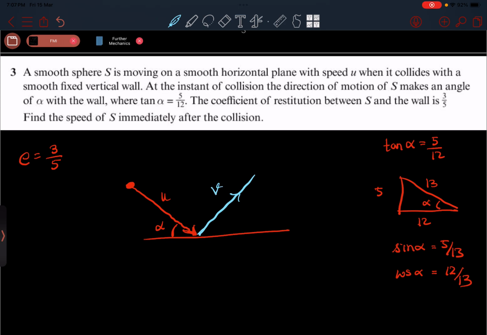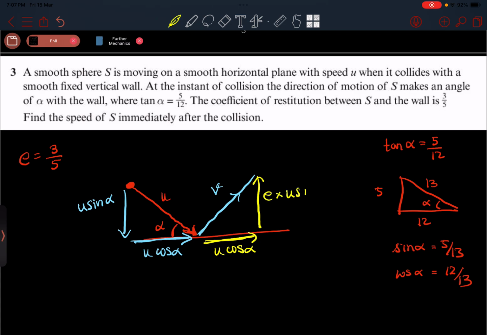So the first thing that we do in all collision questions, so this would be u sine alpha, and then the horizontal component would be u cosine alpha. And when the ball is leaving from the wall, that would still be the same. So this is u cosine alpha, and then the vertical component would be e times u sine alpha. So let's quickly find that out.